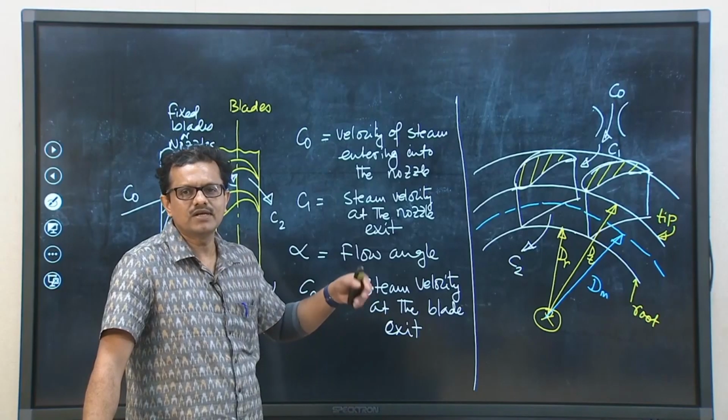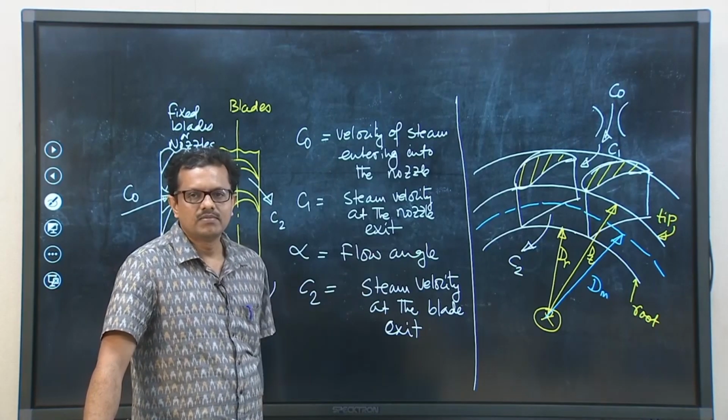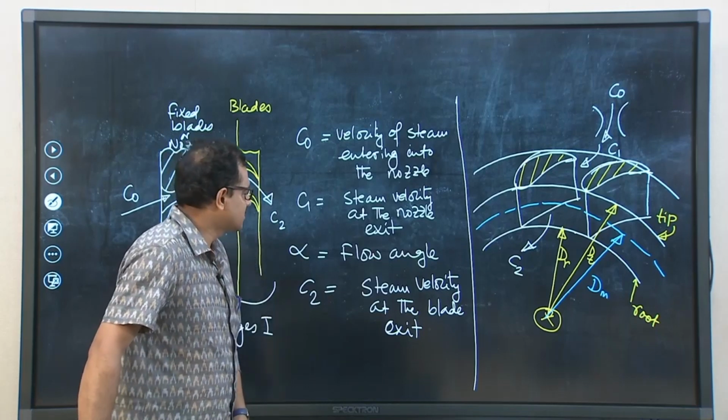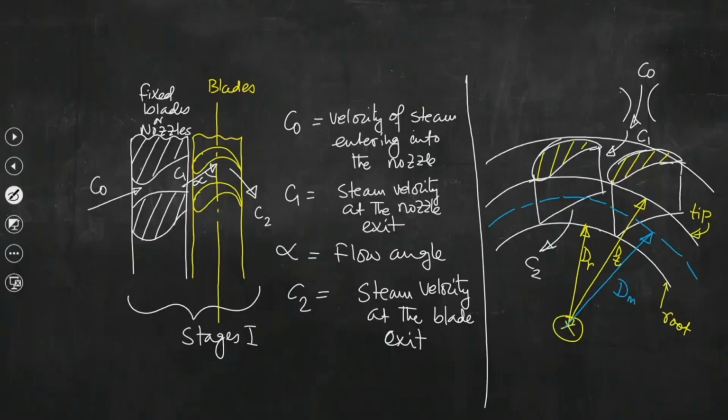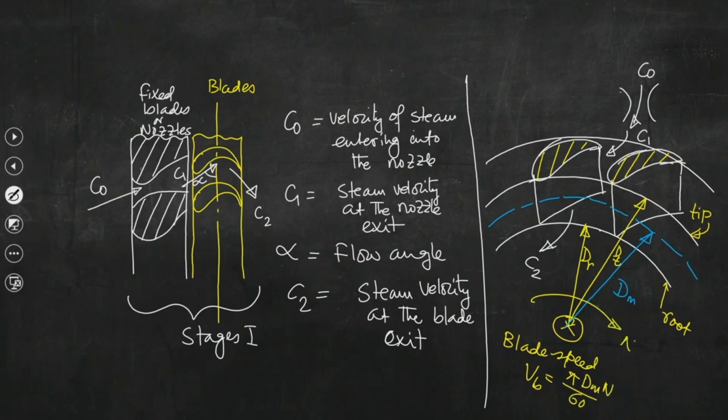So, to calculate the velocity of the blade, we have marked here the mean diameter, and the blade speed Vb is calculated as pi dm n by 60, where n is the RPM, and this is basically the blade height. So, this is Hb. So, Hb equals blade height.